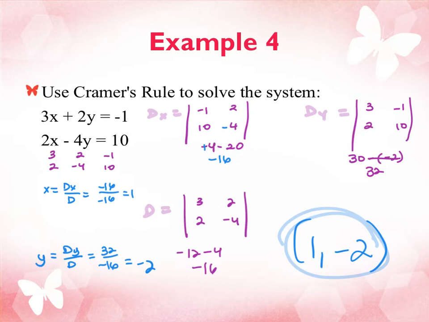All right, so for d sub x, you should have got negative 16, d sub y, 32, and d negative 16. X is d sub x over d, or negative 16 over negative 16, which is 1. Y is d sub y over d, or 32 over negative 16, which is negative 2. And then you should have gotten 1, negative 2. Questions?